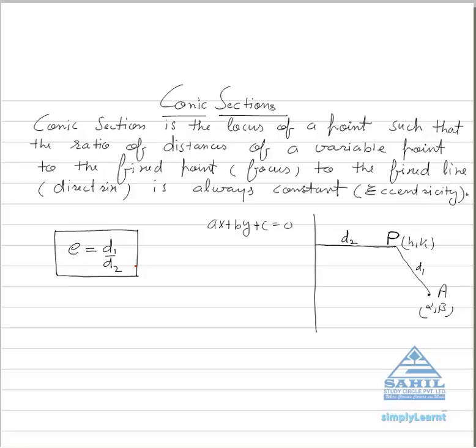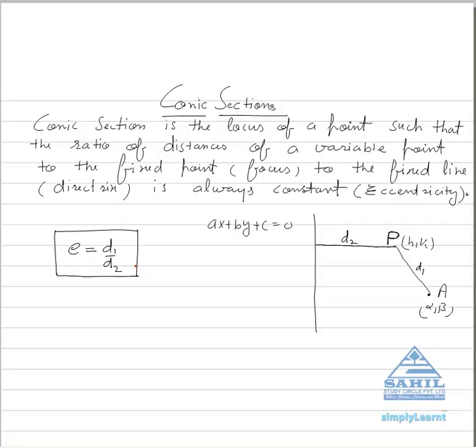Hello dears. Right now our topic is conic sections. Now, a conic section is understood as the intersection of a plane with the two inverted cones at different angles. But that is just a 3D concept, and that is very much valid, but the mathematical concept of conic section is a bit wider, and the basic definition of the conic section is that it is the locus of a point such that the ratio of distances of a variable point from a fixed point to a fixed line is always constant.